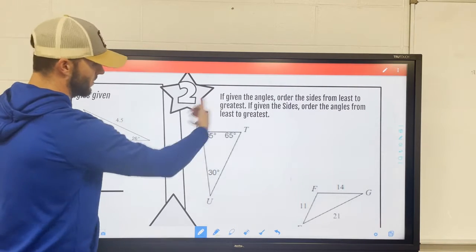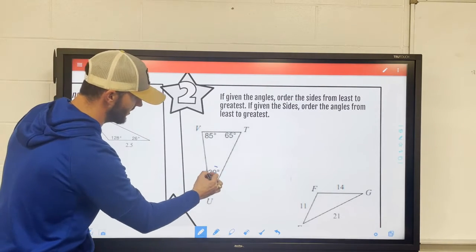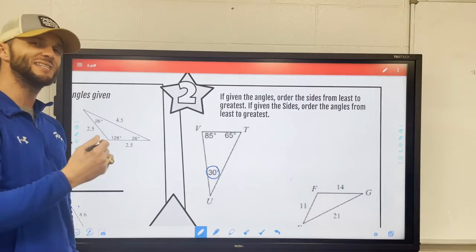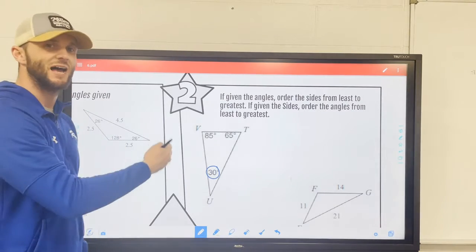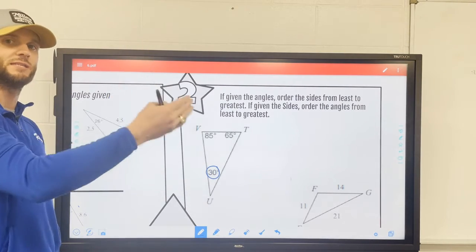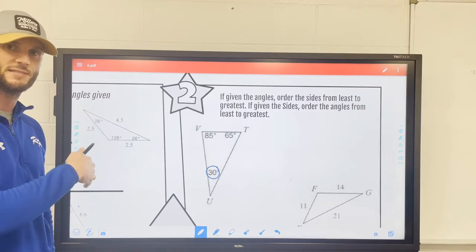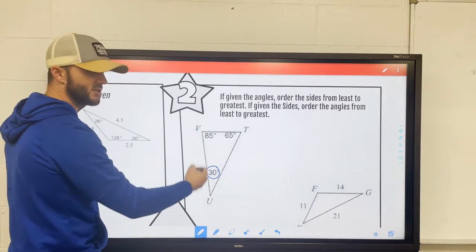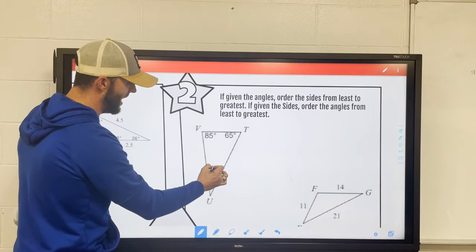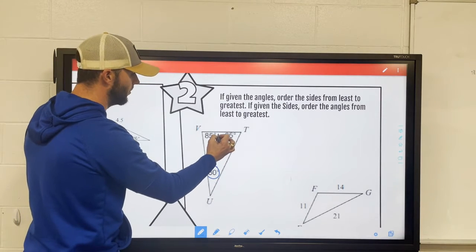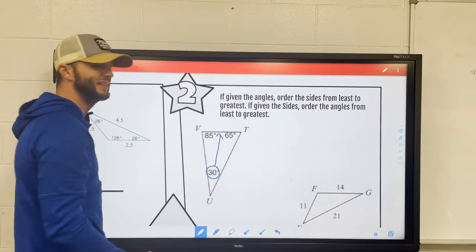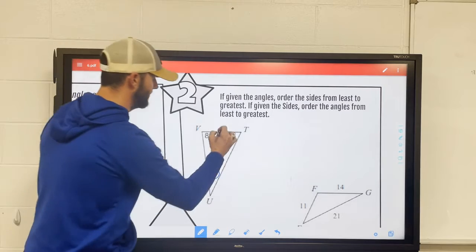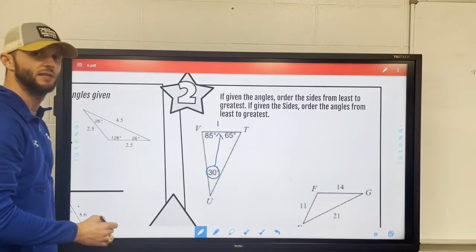On this one, my smallest angle is going to be 30 degrees. Anytime you have a triangle, the side opposite of that is going to list the order of the measurements of the sides. So for instance, if the smallest angle is 30 degrees, I'm going to go opposite of that 30-degree angle, and that side is going to be the least of the three. So I'm going to put a 1 here to show that's the least.